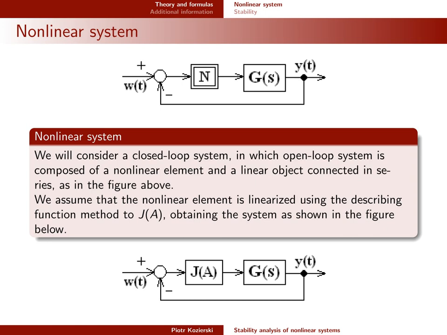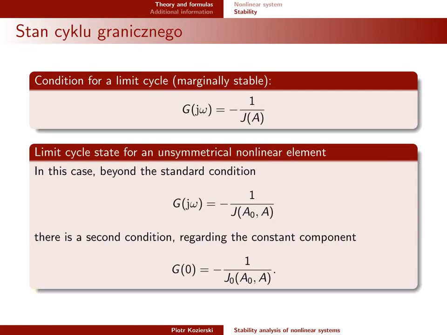J of A. And in the shown system, the condition for the so-called limit cycle state is that the sinusoidal transfer function G of j omega is equal to the describing function inverse with a minus. And today this is the most important formula on the basis of which we will solve most tasks.